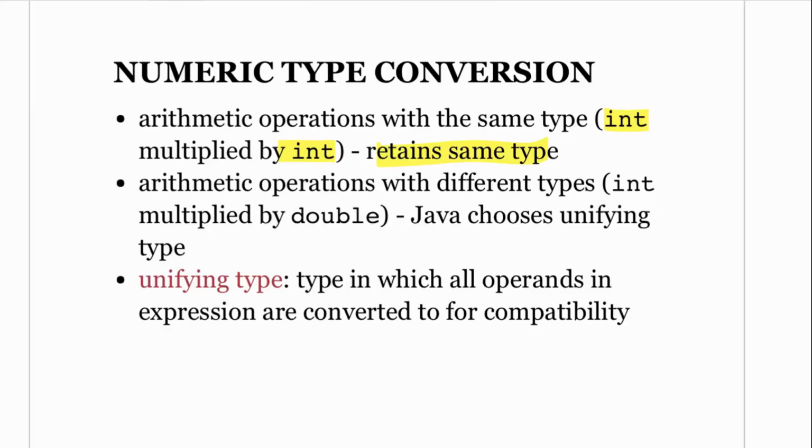But if you use int and double, let's say you multiply a double and an int, Java doesn't know what data type to use, so it chooses a unifying type. And a unifying type is just defined as a type to which all operands in an expression are converted for compatibility. So what that means is that Java picks either an integer or a double to convert both of them to, in order to unify it into one single data type. And that just makes it a lot easier for Java to process it.